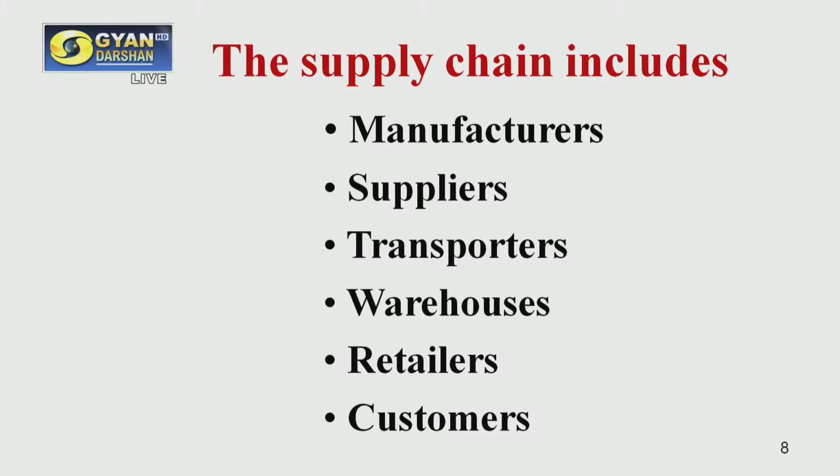So a typical supply chain includes the manufacturer, suppliers, transporters, warehouses, retailers and the customers. This is the normal configuration of any supply chain. But I will tell you, supply chain is not as simple as I am telling to you.